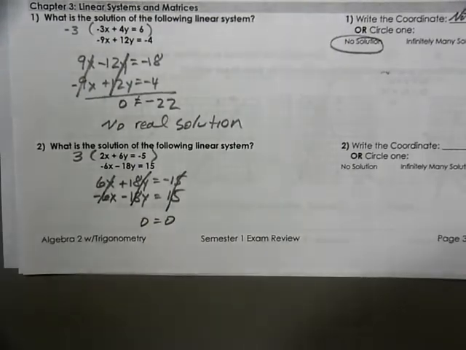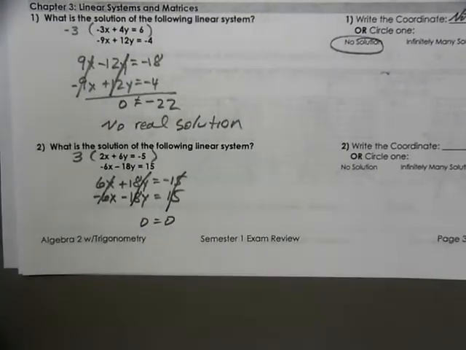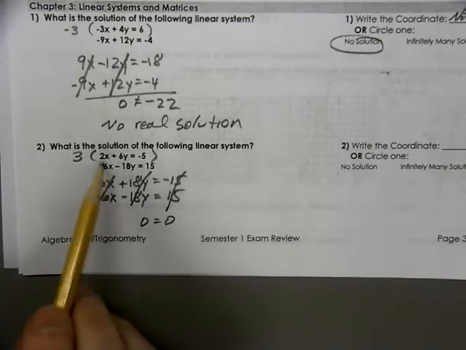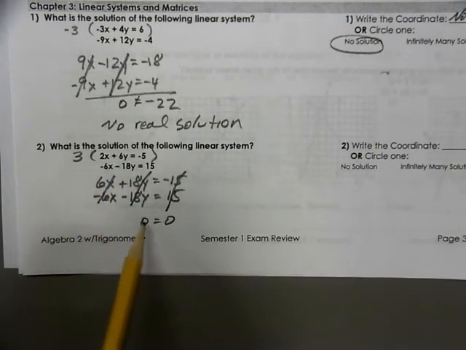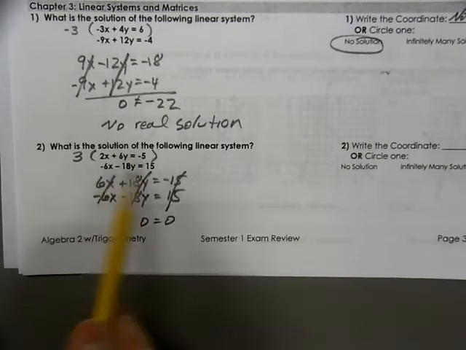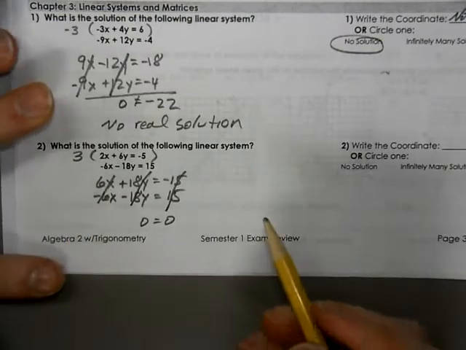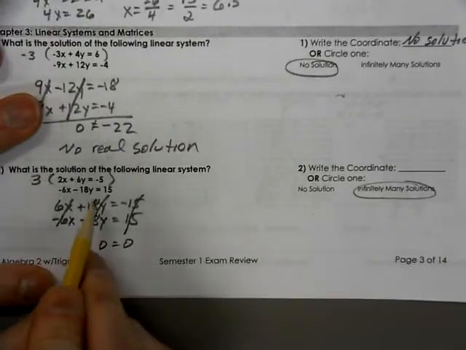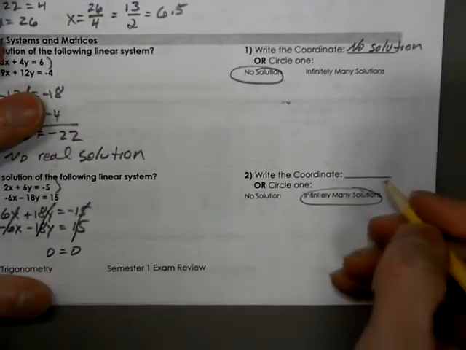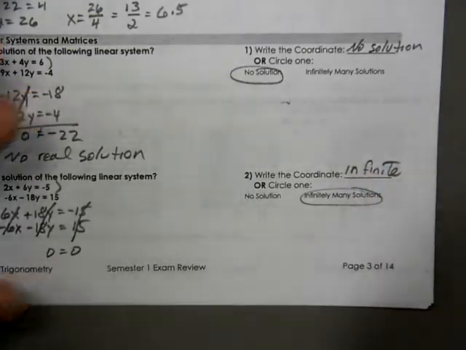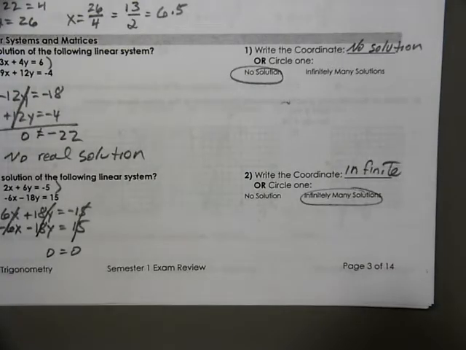So this time I get 0 equals 0. If you have 0 equals 0, that is showing that the two equations are right on top of each other. They're the same equation, actually. They're just multiplied by a different amount. So they are the same. Every value that works in the top equation will also work in the bottom equation. So that's infinitely many solutions. Anything that works with the top one will also work with the bottom one. Okay? Infinite number of solutions.